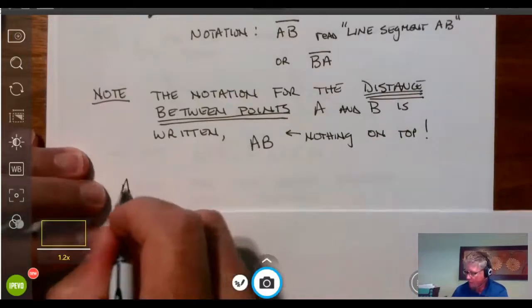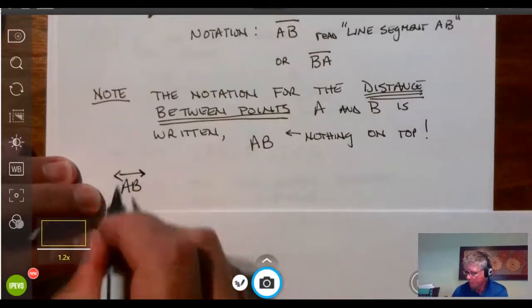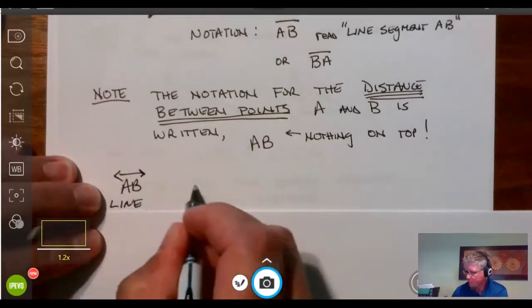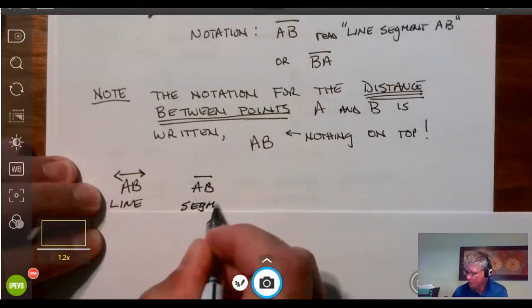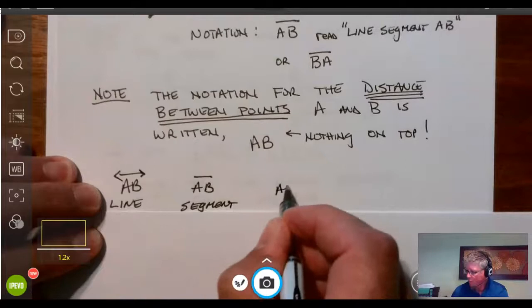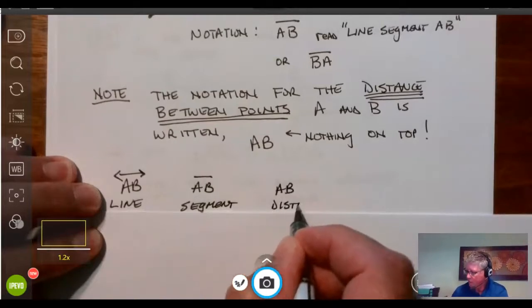We have the line, we have the segment, and we have the distance.